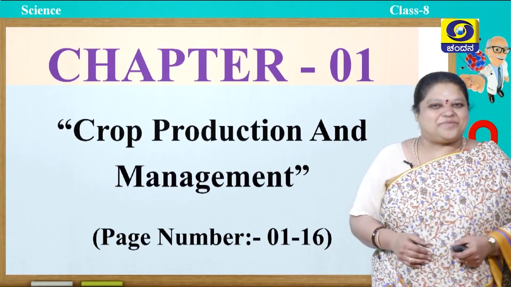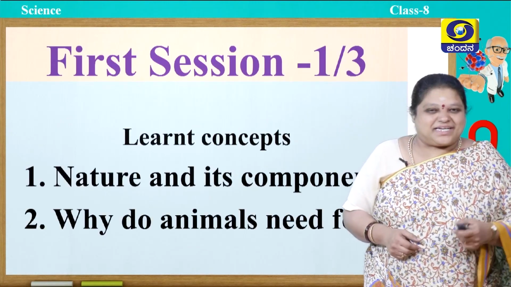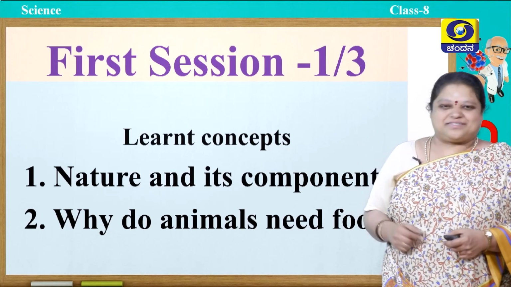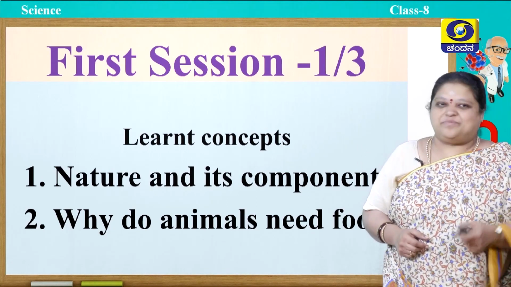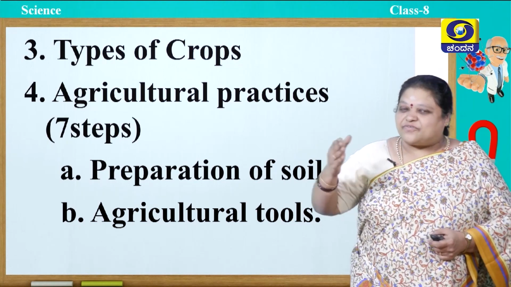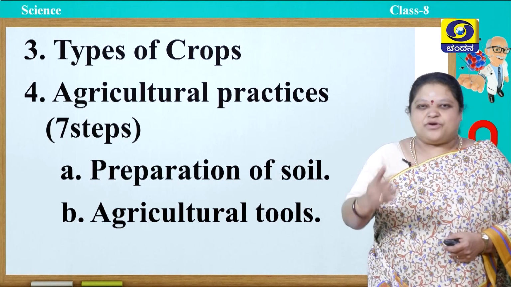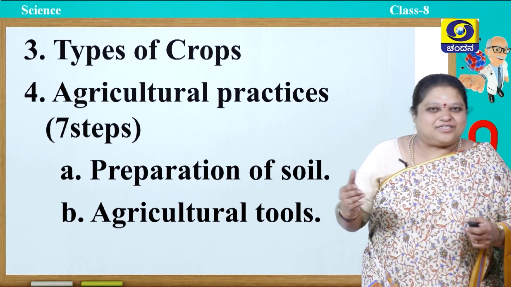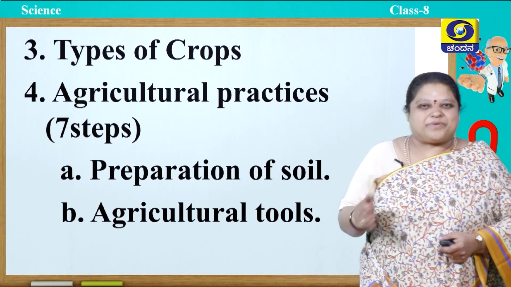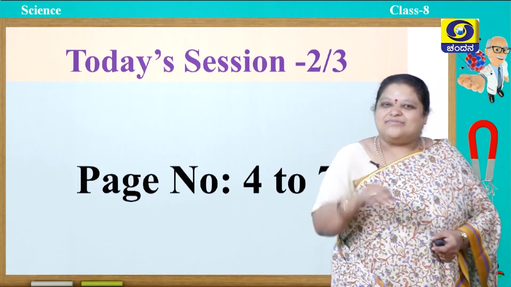We started in the previous session about crop production and management. We studied about nature and its components and why do animals need food. We also studied the different types of crops in different seasons. We studied a few steps in the agricultural practices, that is preparation of soil, agricultural tools. So today we will continue it.